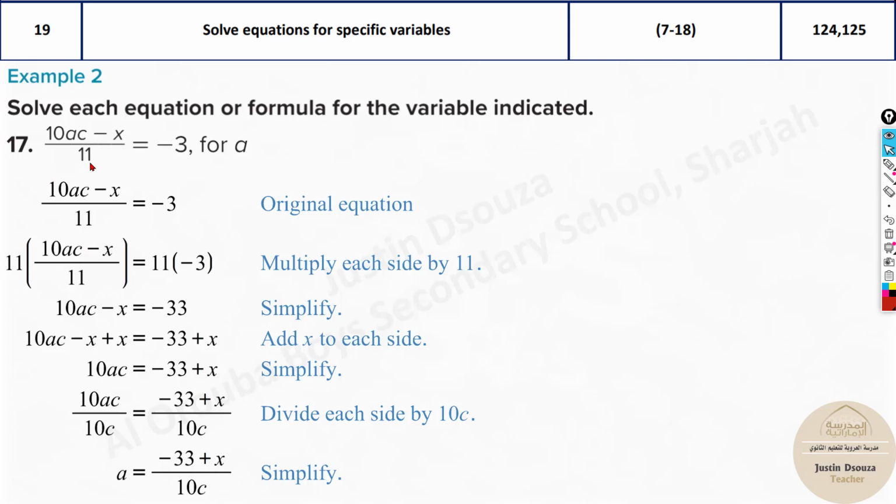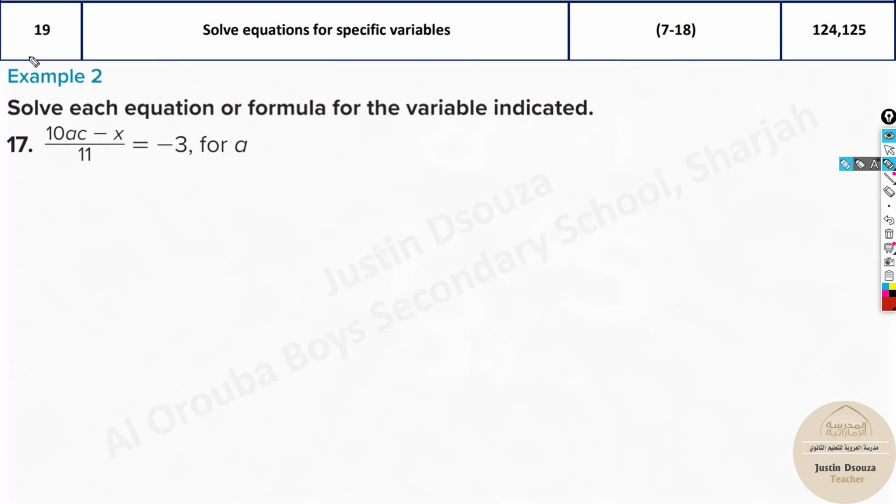Now, this is also easy. You just have to do for a. So, what you need to do over here is first take the 11 to the other side. It'll be 10ac minus 6 equals minus 33 because minus 3 times 11 is minus 33. Take x to the other side. Say over here it will be minus 33 plus x.